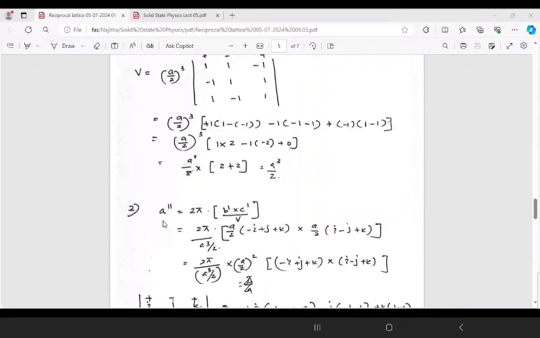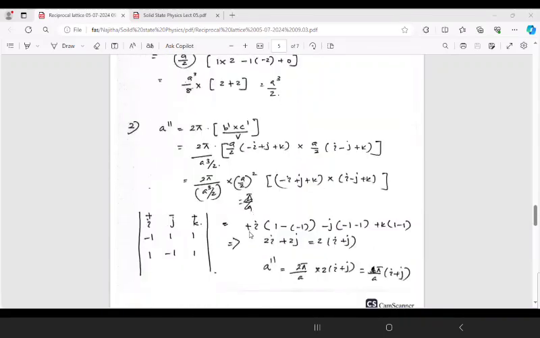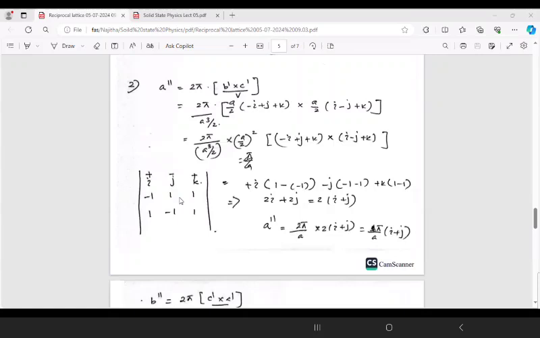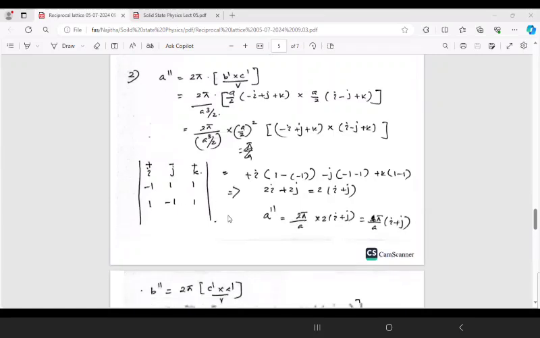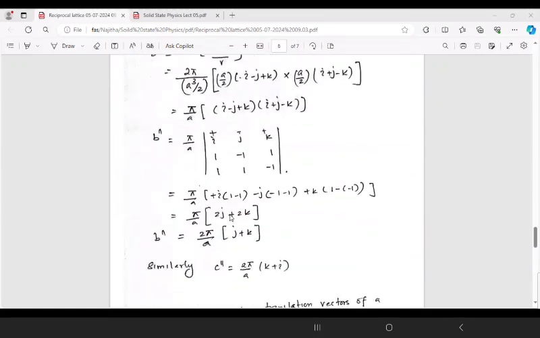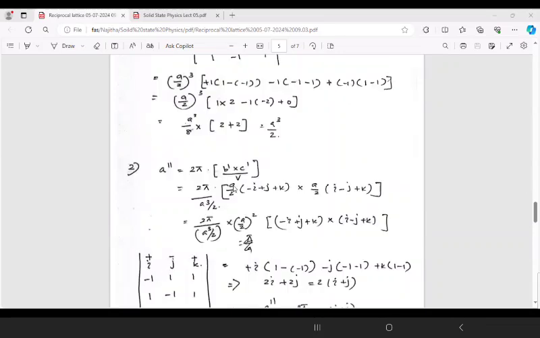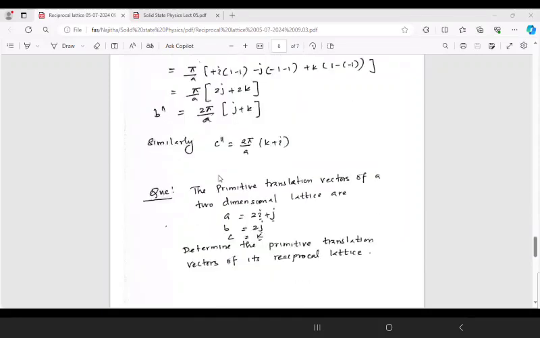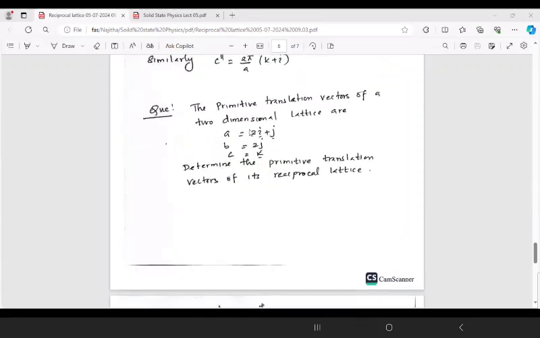So in the same way you need to find out a dash, b dash, c dash. There you will get b dash cross c dash. So you need to use the i, j, k vectors, take the vectors and then find them. Then apply the reciprocal lattice vector formula, and you will get these three vectors. So now please do this question. This is a very simple question. 5 minutes is enough to do this question. Please send me the answer.